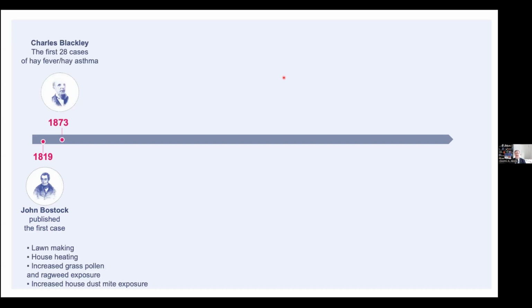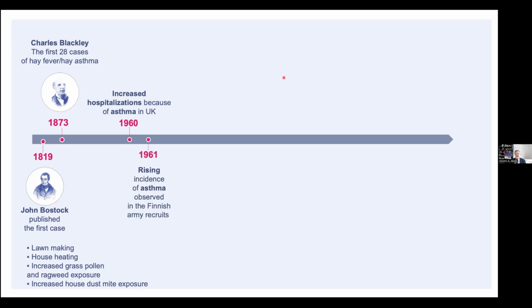were accompanying this increase. In 1819, John Bostock published the first case, and in 1873, Charles Blakely published the first series of 28 cases as hay fever and hay asthma. It took Charles Blakely about 3 years to collect these cases. There were allergic diseases, asthma and allergic rhinitis against grass pollen, but the number of cases was not so common. It continued like that until the 1960s, with a little bit of increase in inner city ragweed and grass pollen allergy, but the prevalence until the 1960s was quite low, most probably less than 1%.